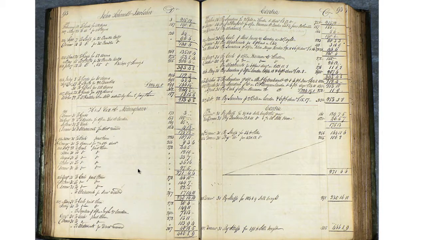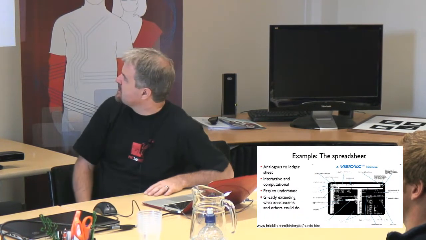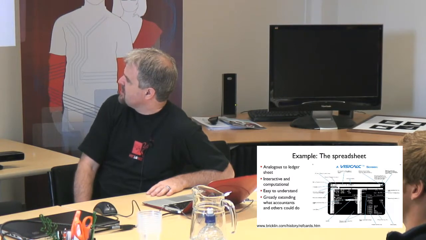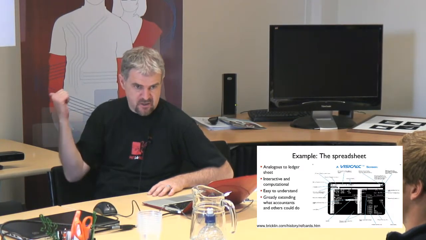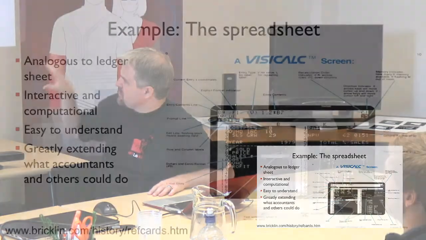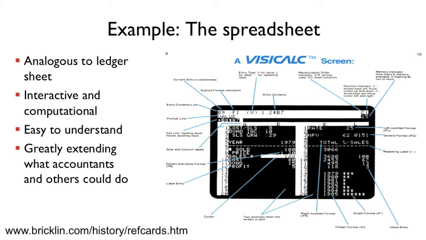But in the late 70s, early 80s, when the very first DOS and Apple II computers were around, Dan Bricklin had the idea that he wanted to build an electronic accounting system. And so he designed VisiCalc. VisiCalc was the first killer application for the Apple II. In fact, many businesses bought the Apple II computer purely so they could use VisiCalc. He was trying to build accounting software, so he used an analogy to the ledger sheet.